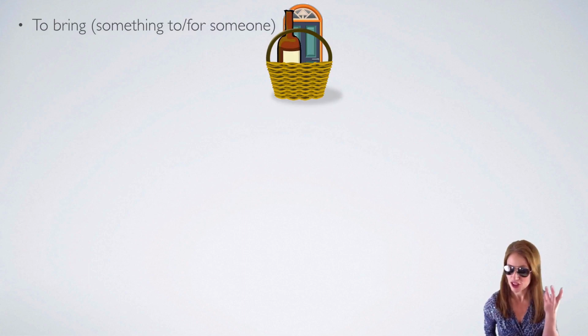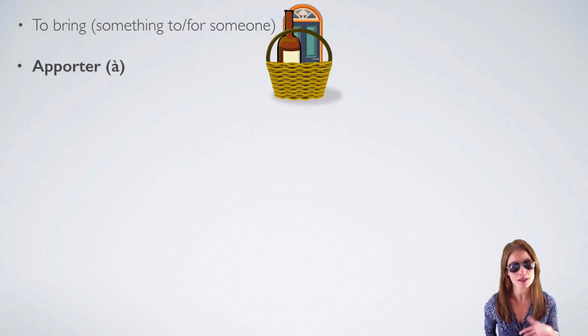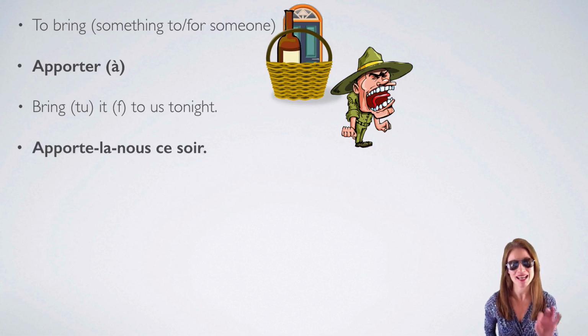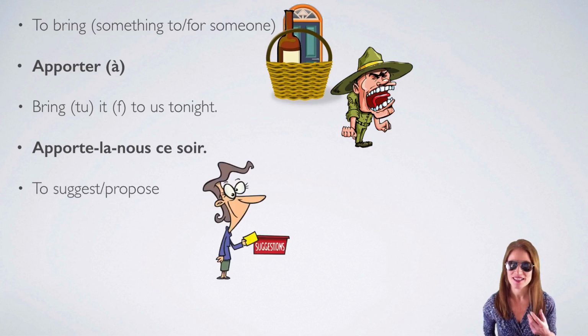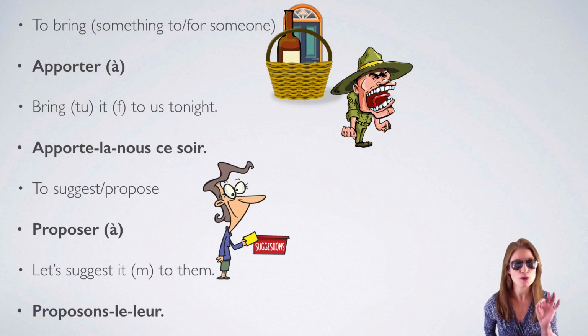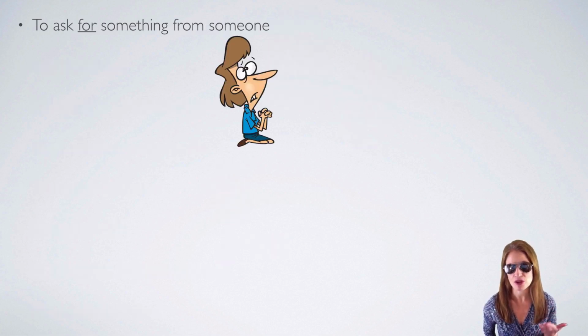To bring something to or for someone. Apporter quelque chose à ou pour quelqu'un. Bring it to us tonight. Addressing tu and your it is feminine. Apporte-la nous ce soir. To suggest, to propose, but mostly this is used for to suggest. Proposer à. Let's suggest it to them, that it is masculine. Proposons-le leur.